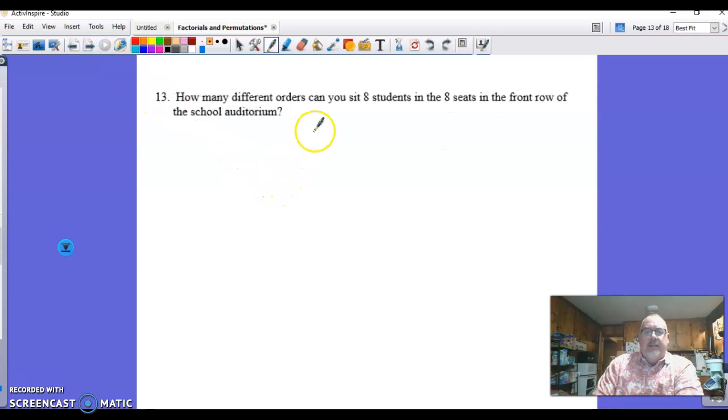Number 13, I think there's 18 of these. How many different orders can you sit 8 students in the 8 seats of the front row of the school auditorium? So that is all 8 kids and all the seats, so it will be 8 factorial. Nobody's left out. 8 factorial is 40,320.